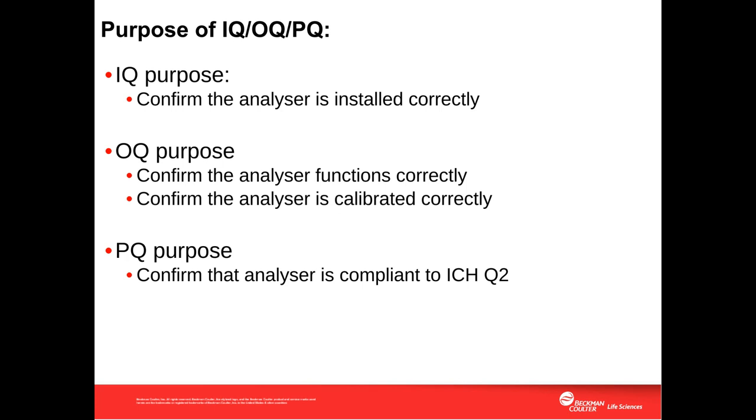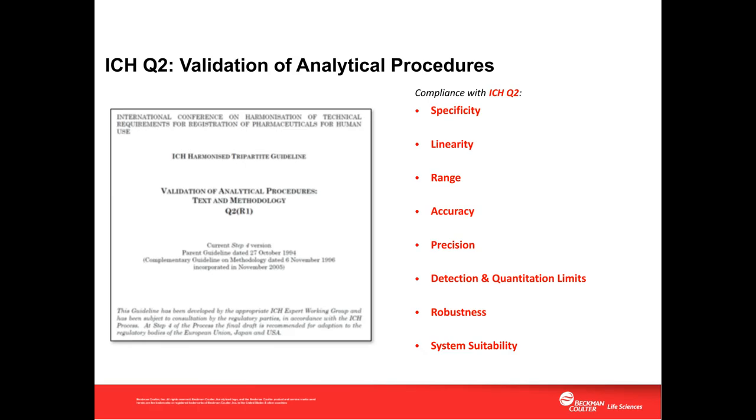There's an IQ, OQ and PQ documented procedure available for the QBD 1200, and the IQ, OQ sections, of course, confirm that the analyzer is installed and performing as intended, but the PQ section carries out the required testing to validate the analyzer to the ICH Q2 guidelines. The ICH Q2 document provides a discussion of the characteristics for consideration during the validation of an analytical procedure, including those listed on the slide.